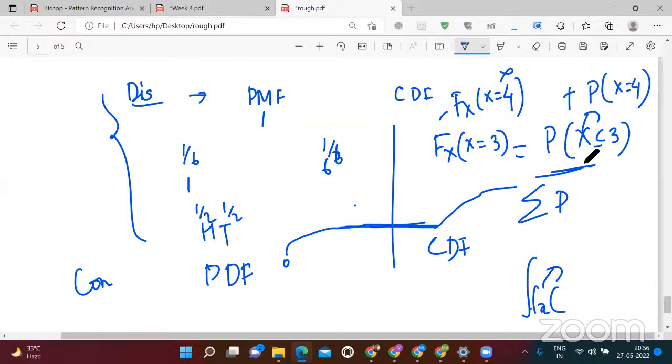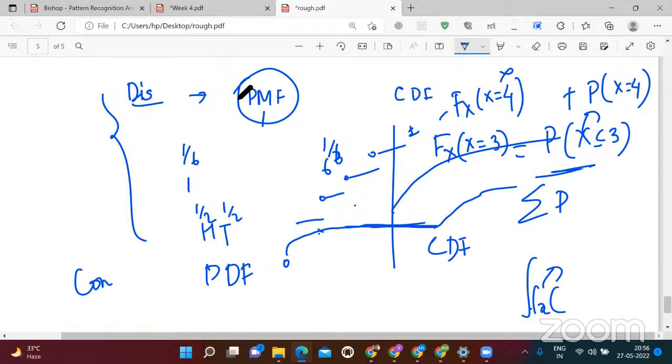This holds for the discrete case and also for the continuous case. For the discrete, there will be some gaps, so it will go in steps like this till 1. In the continuous case, the graph will be continuous, but it will go till 1 only. So whether it's a discrete or a continuous function, it will start from 0 and go till 1. And the PMF for the discrete is simply the positive probability value.